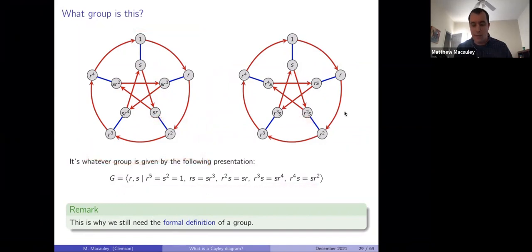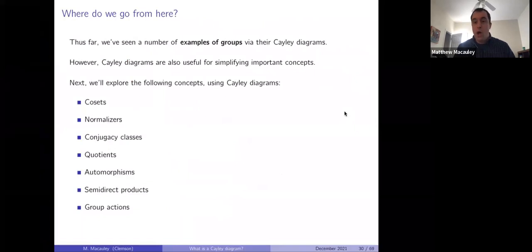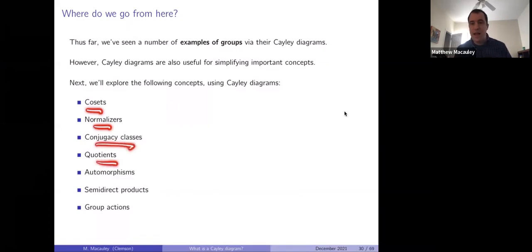But basically, the takeaway that I want you to have is you still need the formal definition of a group. This does not replace the formal. I mean, we still have plenty of proofs in this class, but it's just not entirely proofs. We use these visuals throughout. Okay, so thus far, I've spent more than half the talk giving you examples. But what I want to show you now is concepts that you may know and love, things like cosets and normalizers and conjugacy classes and quotients, other things that you may not realize how beautifully encapsulated they are with Cayley diagrams. So we'll start with cosets.